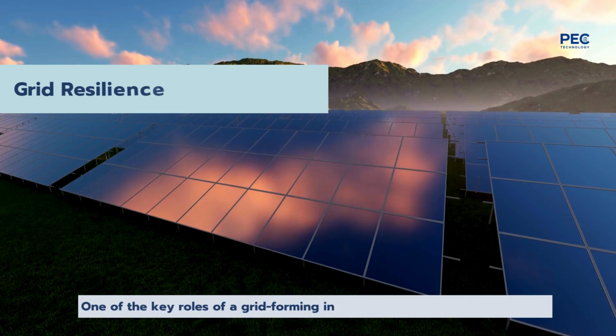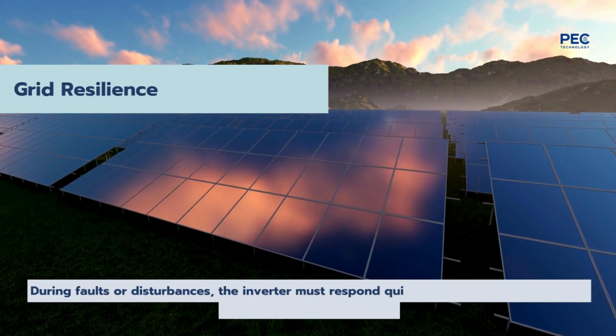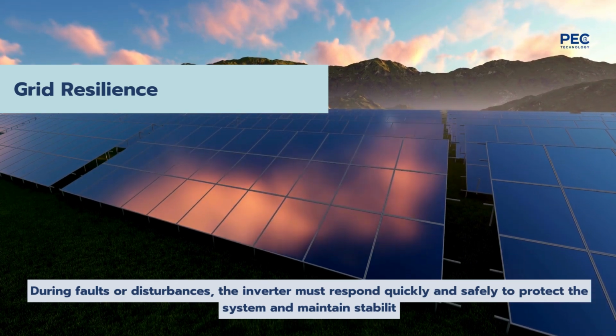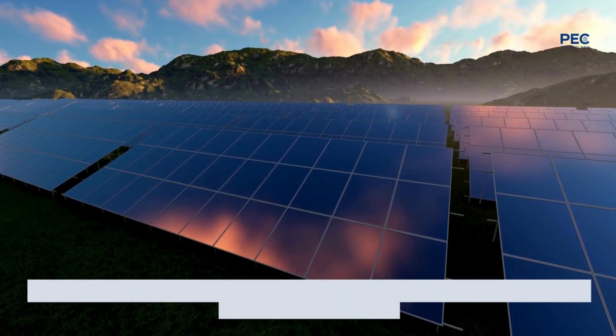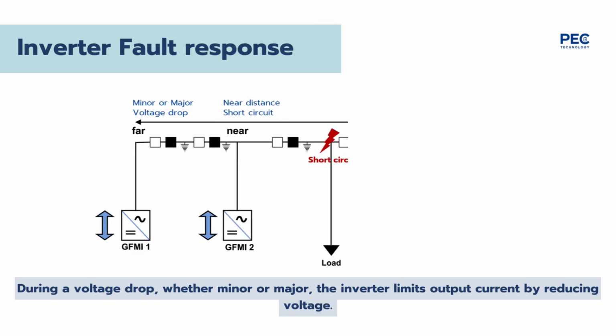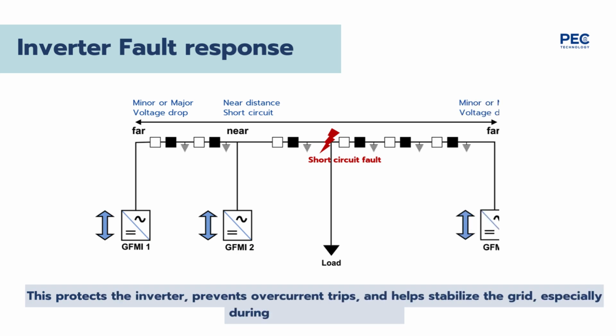One of the key roles of a grid-forming inverter is to support grid resilience. During faults or disturbances, the inverter must respond quickly and safely to protect the system and maintain stability. During a voltage drop, whether minor or major, the inverter limits output current by reducing voltage. This protects the inverter, prevents overcurrent trips, and helps stabilize the grid, especially during large current spikes.